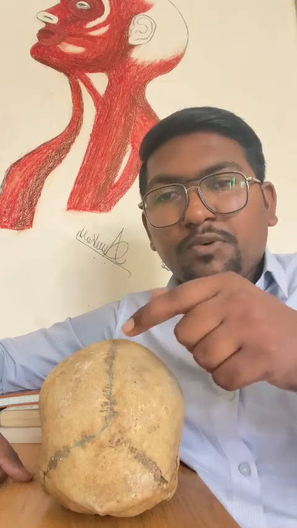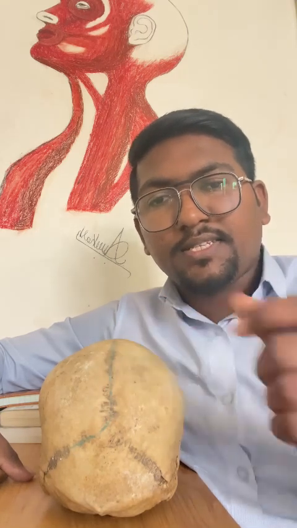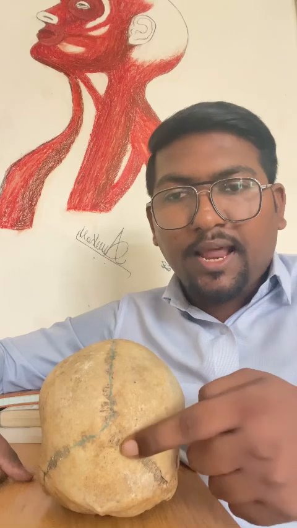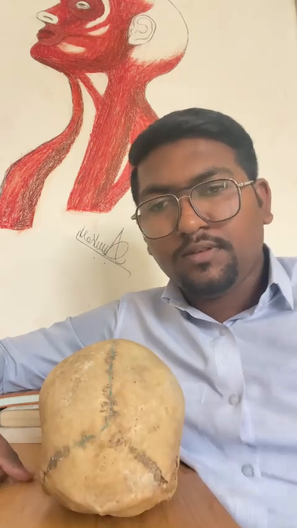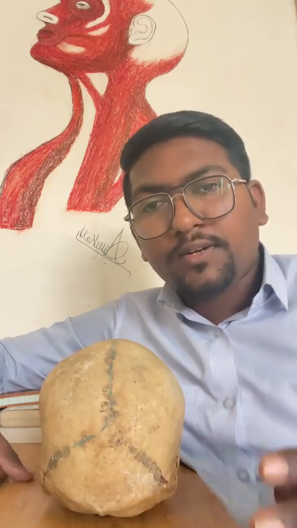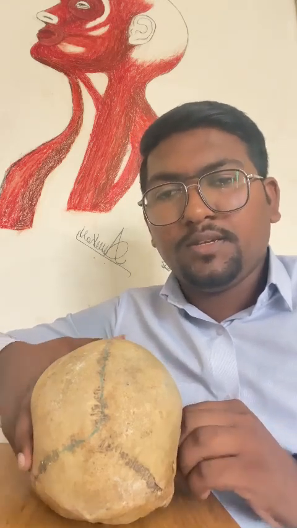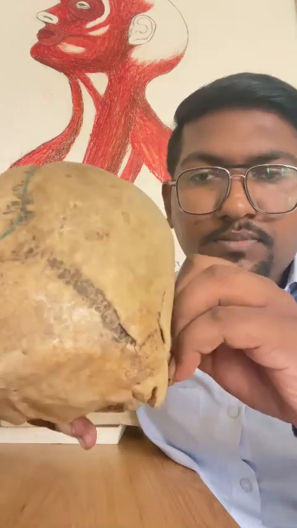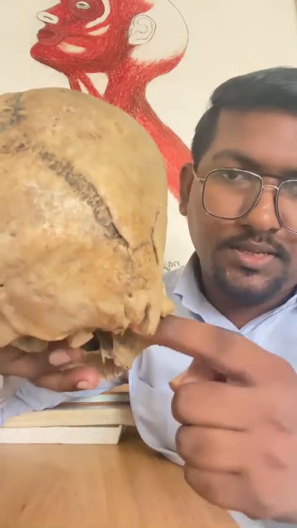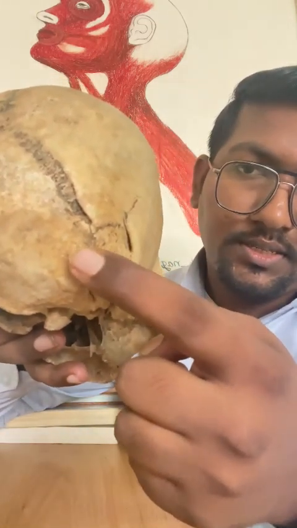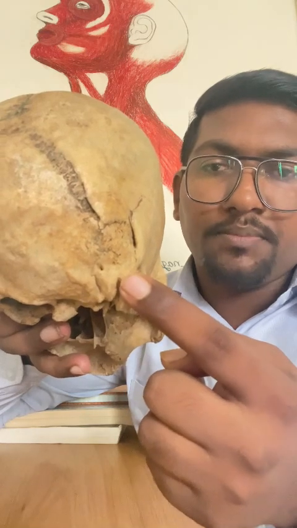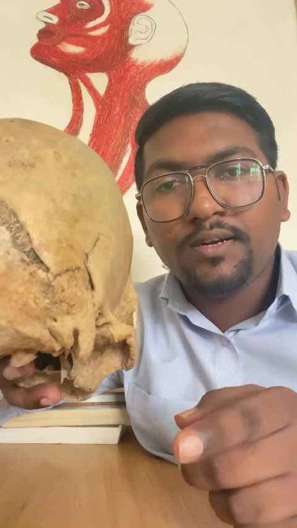We can see the posterior part of the sagittal suture, and this is the lambdoid suture, and also there are two more sutures present in the Norma occipitalis. We can see clearly, this is the suture present between the occipital bone and the mastoid part of the temporal bone. That is called the occipitomastoid suture.